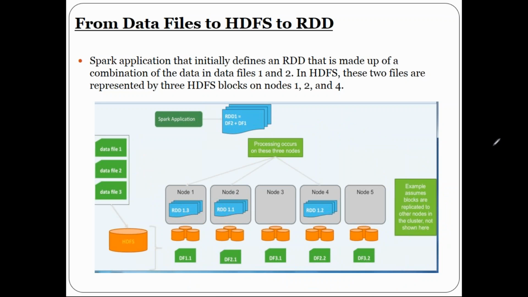A Spark application initially defines an RDD that is made up of a combination of data in data files 1 and 2. In HDFS there are two files that are represented by three HDFS blocks, that is 1, 2 and 4. I repeat that. In HDFS the two files are represented by three HDFS blocks. These two files in three blocks. Please be informed, we are not talking about any replication factor here. We are only talking about the original copies.